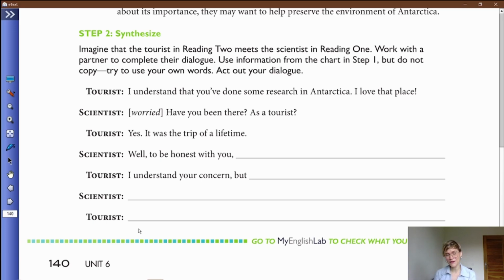Well, to be honest with you, I understand your concern, but now I'd like you to finish these 2 sentences and add 2 more. Great, that's amazing.